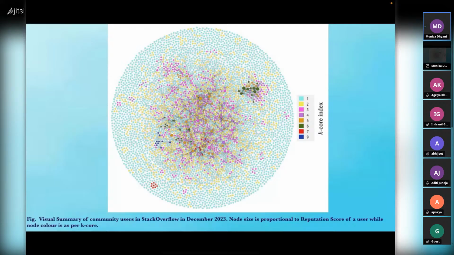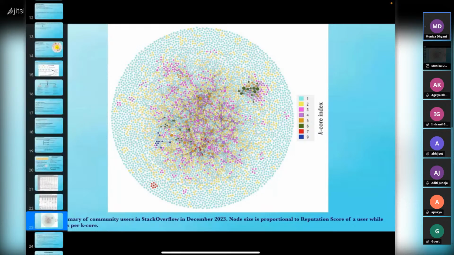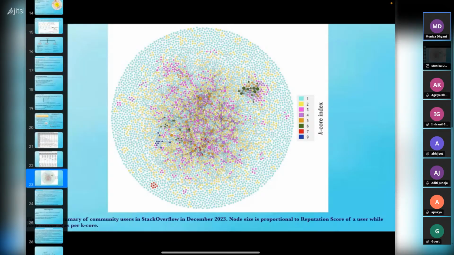In this way we see how the repetition score is related to the K-core, how it is getting affected. We can see there is potential correlation between them. Somewhere pink has K-core 3, but it has a bigger size at some center of the network. So there is some potential correlation between them. So we were just to analyze the network that was created.